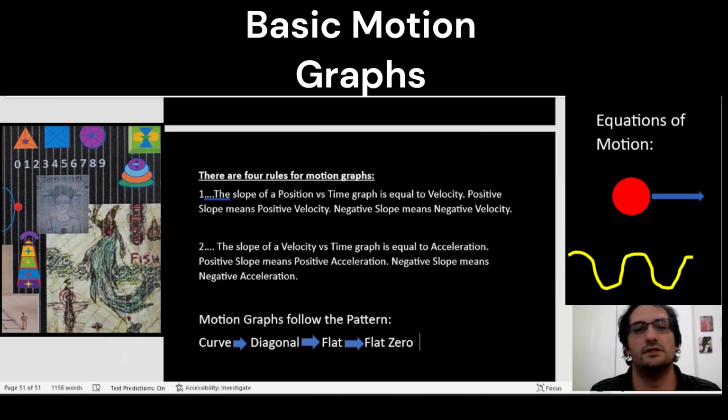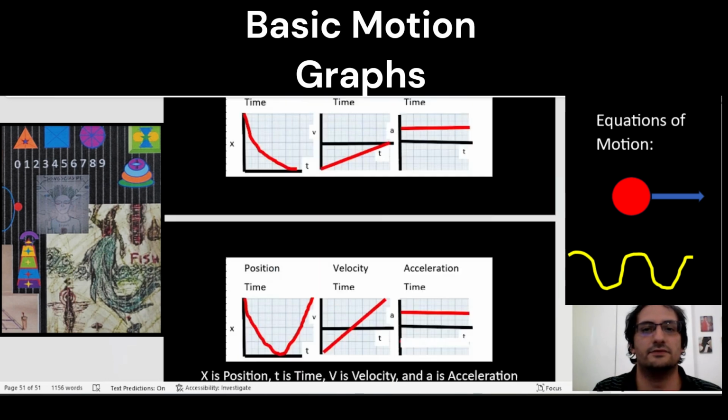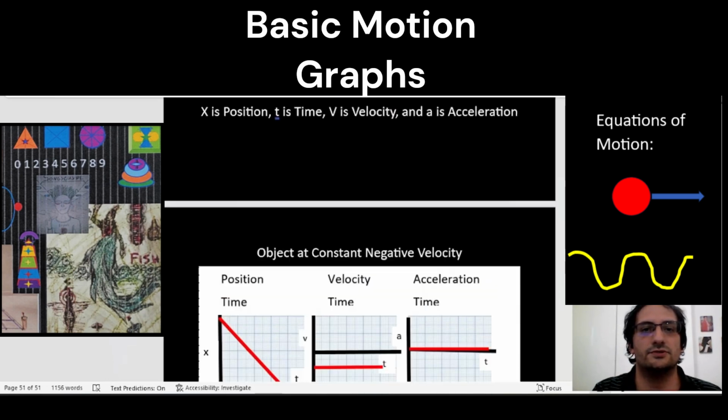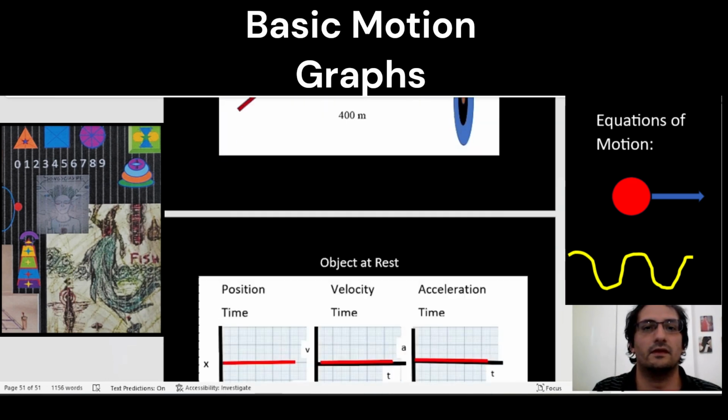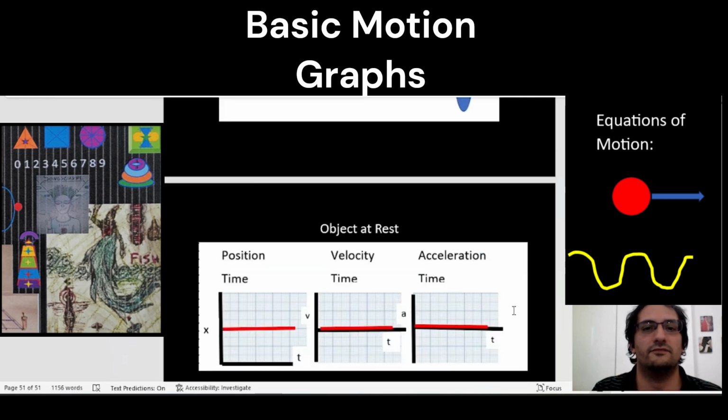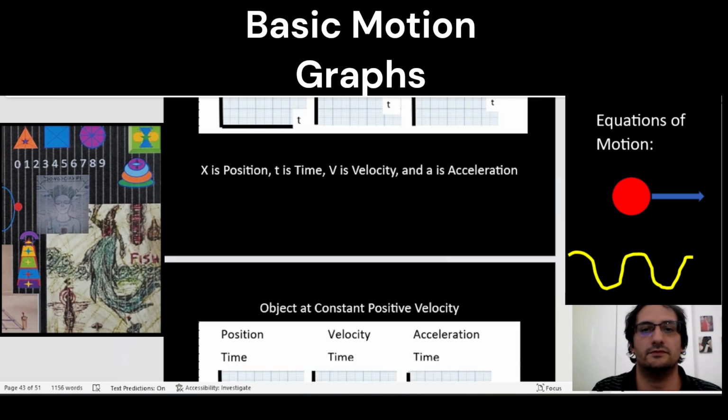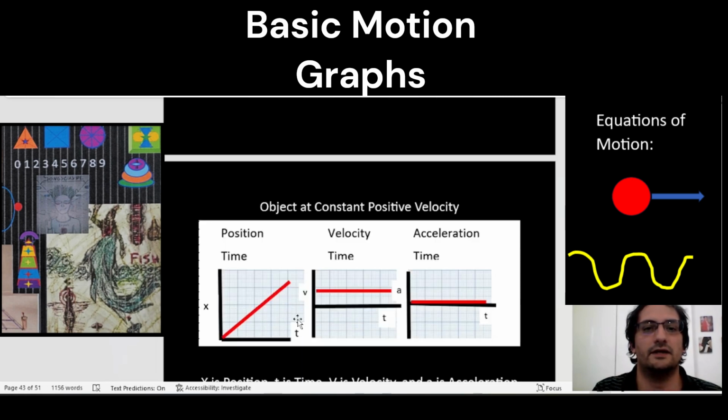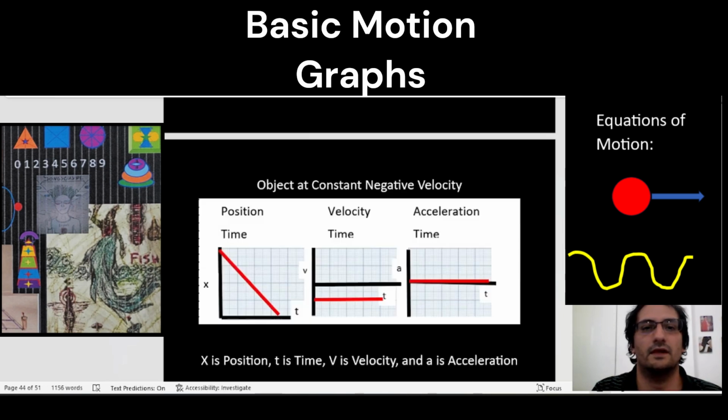Motion graphs follow the pattern: curve, diagonal, flat, flat, zero. Let's see if this is true. Flat, flat, zero, flat, zero. So that obeys the rule here. Diagonal, flat, flat, zero. Diagonal, flat, flat, zero.